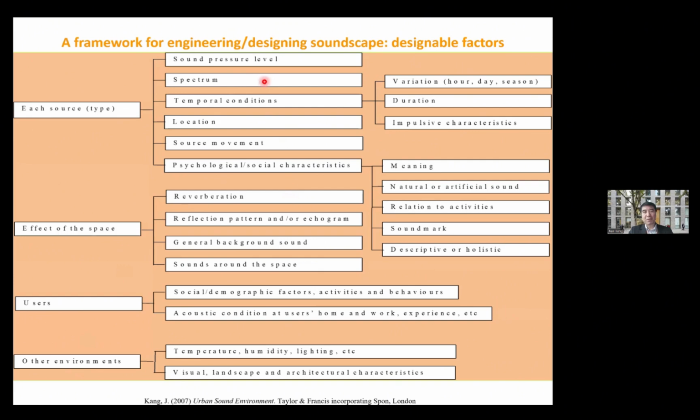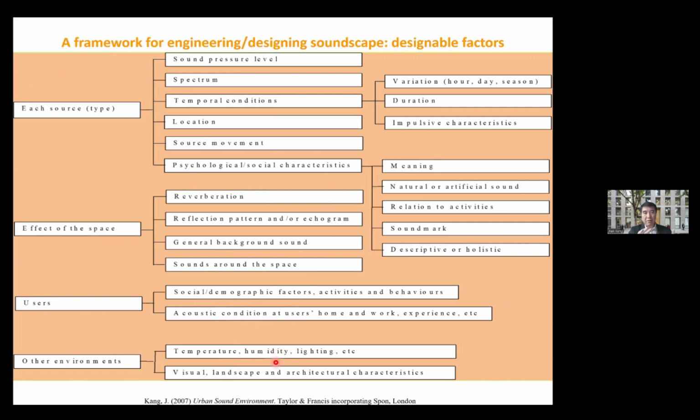I won't go into too much detail, but you can see from each source, we can design sound level, spectrum, how it changes with time, where it's located, whether it's moving or not, what the feature is. For example, is it a sound mark, like Big Ben is a sound mark for London. And also we can design reverberation time, reflection pattern, and also whether it's a quiet space in a noisy environment or a lively space in a quiet environment. And for people, as I said, a lot of information about demographic and social aspects. And also we have the interaction between temperature, sound, visual and sound, and smell and sound.